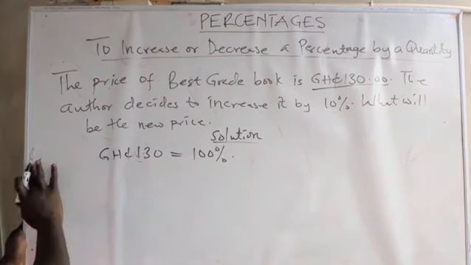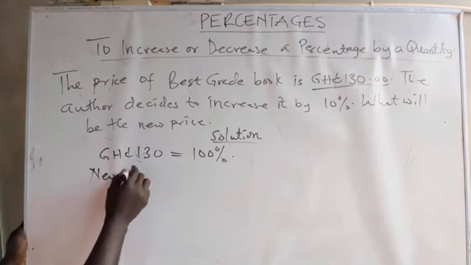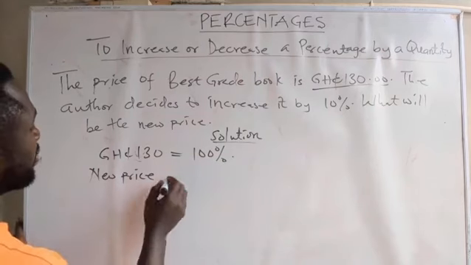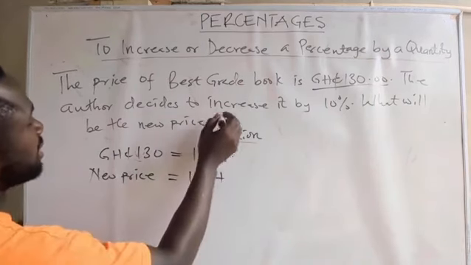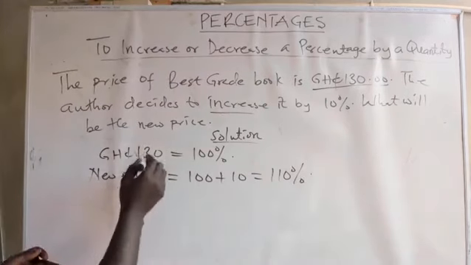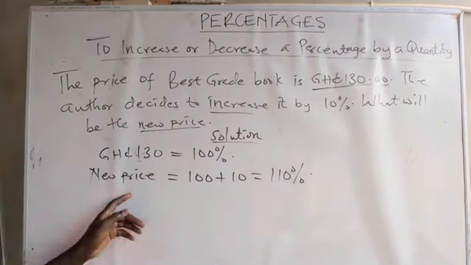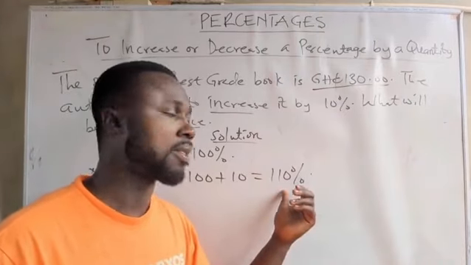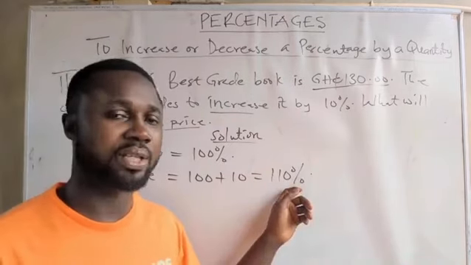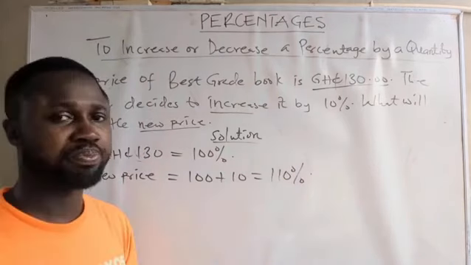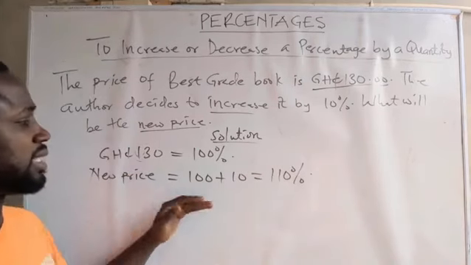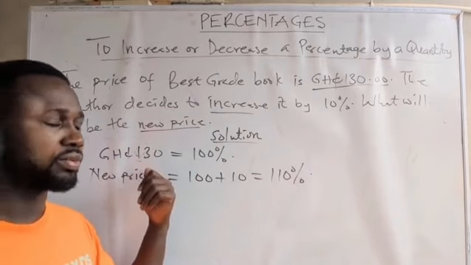So the new price. Let's see. Okay, the new price will be equal to how many percent? 100 plus, since there is an increase, plus 10. And that will give us 110%. So the new price in terms of percentage is 110%. Okay. So when the author increases it, it is no longer 100%, but 110%. So the new price in terms of percentage is 110.